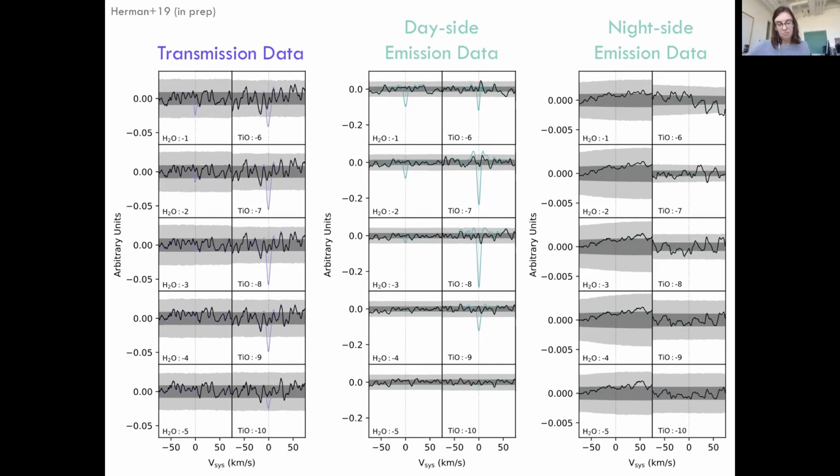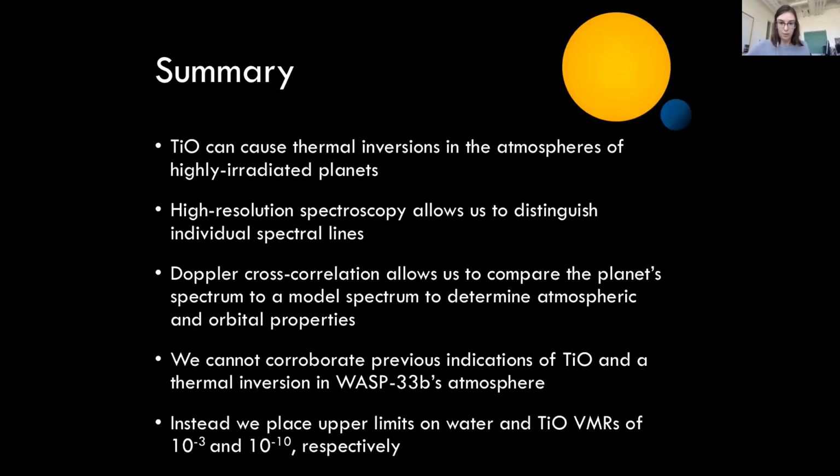So I think I'm pretty close to my time, so perhaps I will just go over my results. So basically, despite the fact that previous papers have suggested there is TiO in the atmosphere, we cannot corroborate that. And instead, we just place upper limits of 10 to the minus 3 for water and 10 to the minus 10 for the VMR of TiO in WASP-33b's atmosphere. So if you have any questions, I will gladly take them. Thank you.